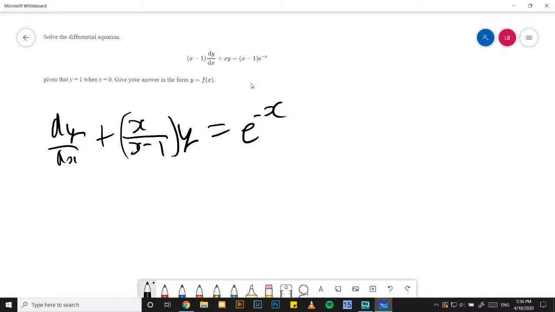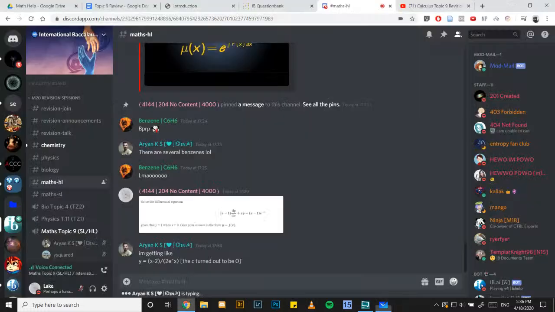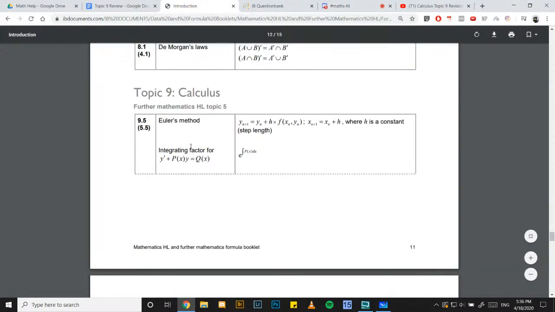So now, what do we do? So now we figured out that our p of x is equal to x over x minus 1, right over here. And that's our general form. Note that you can even check this. If you forget this general form, you can always pop into your data booklet, and it's literally right over here.